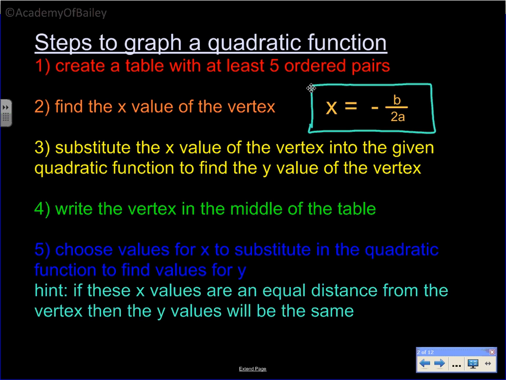I think we have a few examples here today that'll show you a variety of different types of quadratic functions that you could be graphing. So when you're done with this video, you should have a good grasp on how to graph quadratic functions.